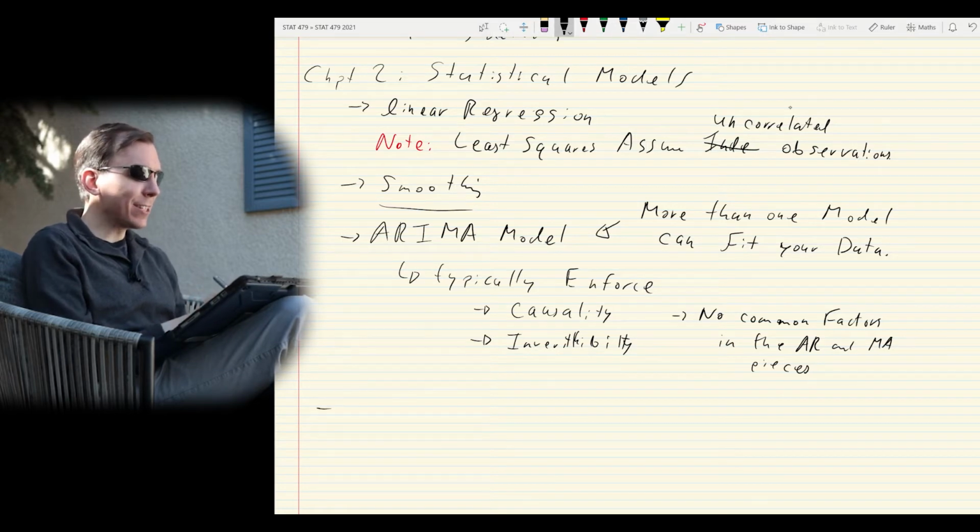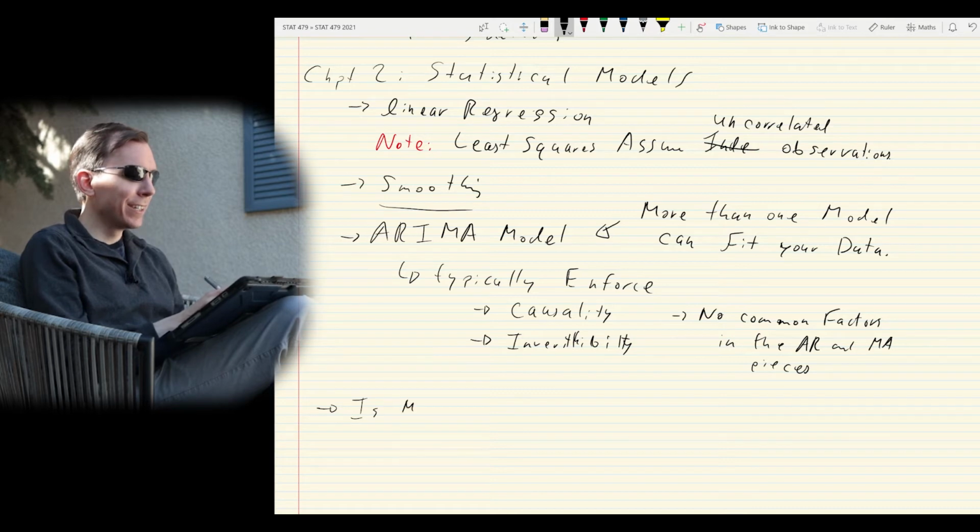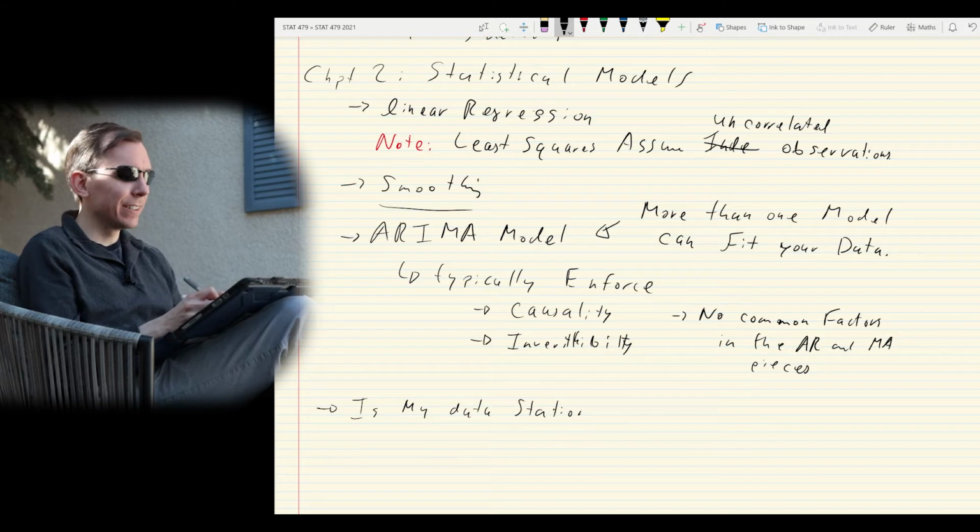So some of the main things we're interested in this course is asking questions like, is my data stationary? Right? Or is my data uncorrelated?